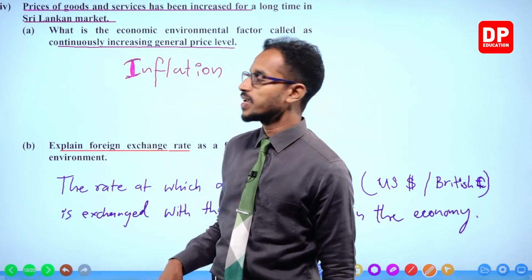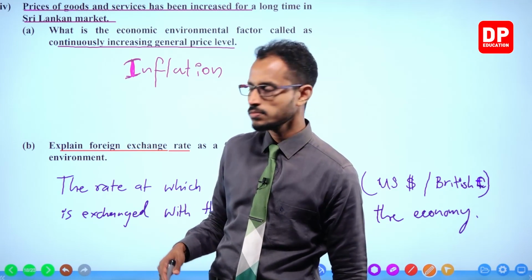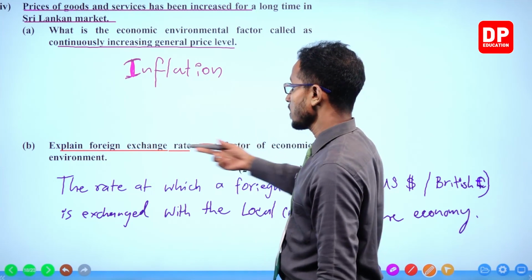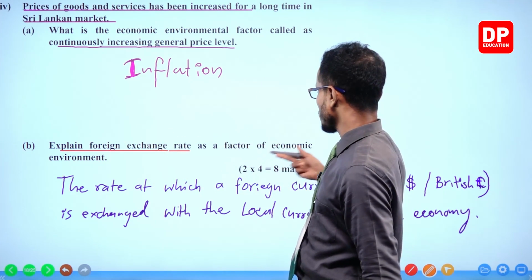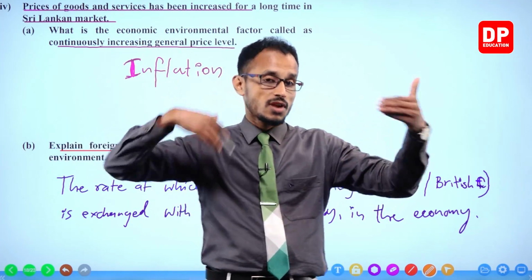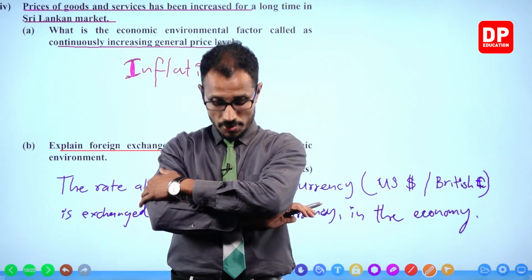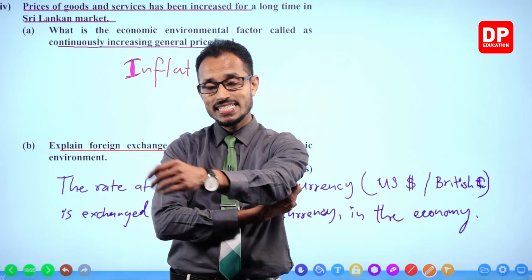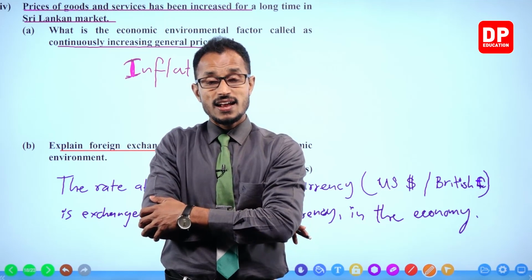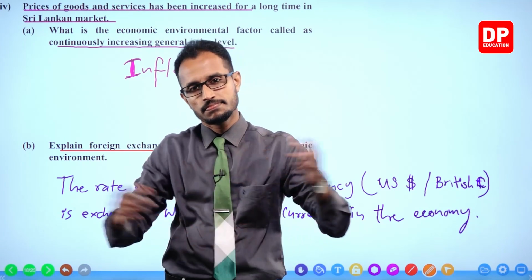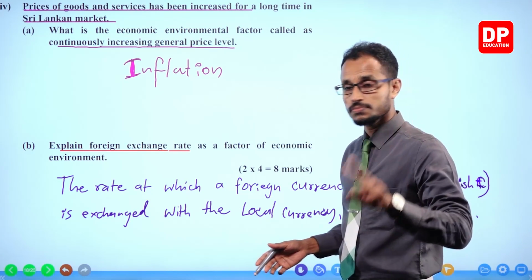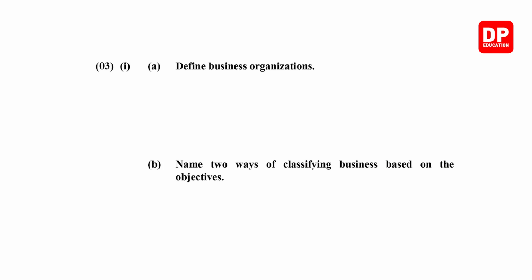That's it. We can move on to the next question. Take this point clearly. Explaining the foreign exchange rate as a factor of economic environment: depending on how the economy of the country is running, the status of the economy, depending on that only the exchange rate is decided. Got it? So that is the fourth last part of the second question. Moving on. Second question done.